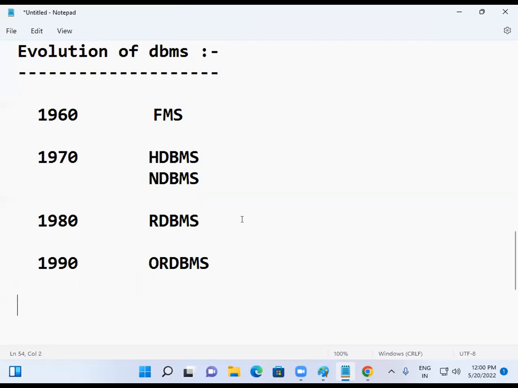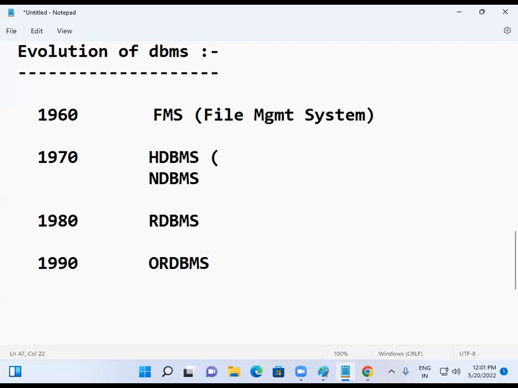So in the 60s, companies used FMS. In the 70s, HDBMS and NDBMS. In the 80s, RDBMS. In the 90s, ORDBMS. So this is the step-by-step development of DBMS, data storage. FMS stands for File Management System.